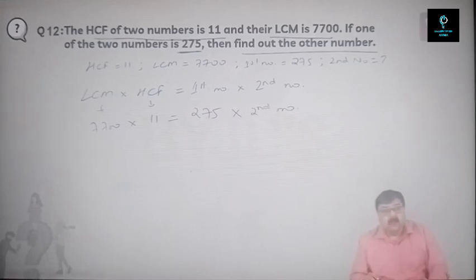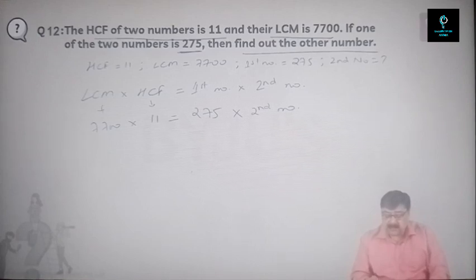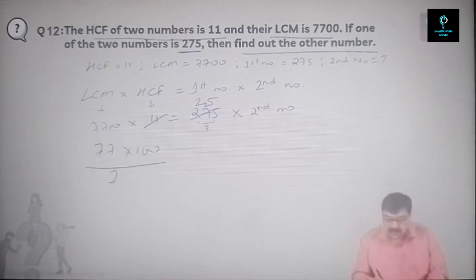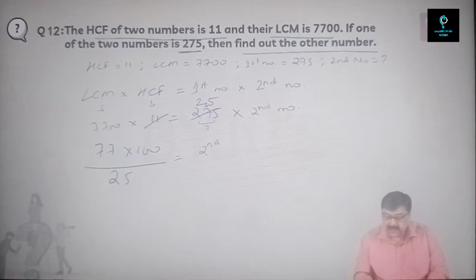Now a careful look would suggest that 275 is divisible by 11. And how is that? Well, 2 plus 5 is 7, and here we are having a 7. So 7 minus 7 is 0. So let us cancel 11 and 275. So 11 2s are 22, 5 remains, 55. So 11 5s are 55. Now 77 into 100 by 25 equals the second number. Now 7700, I have opened this and written it as 77 into 100.